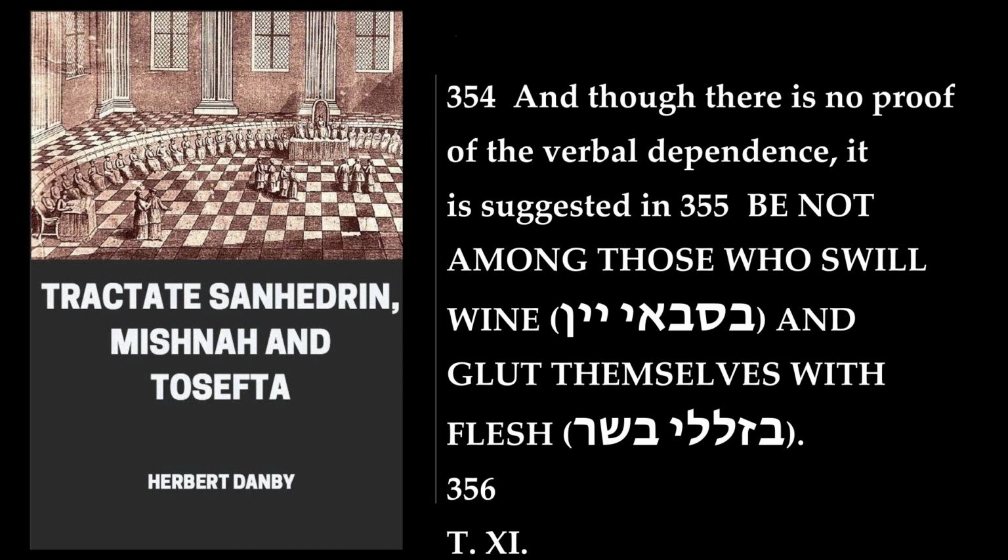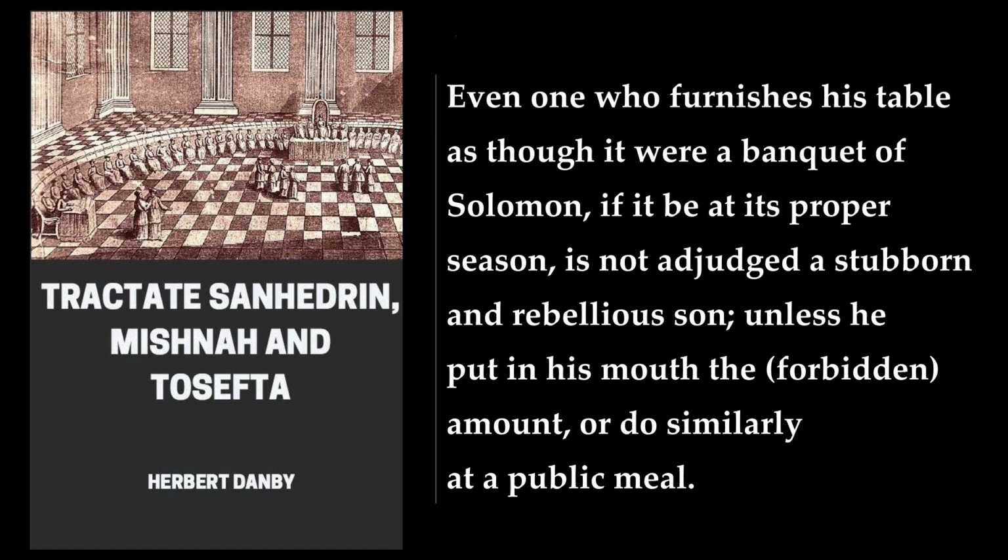356. T. 11. 6b. Even one who furnishes his table as though it were a banquet of Solomon, if it be at its proper season, is not adjudged a stubborn and rebellious son, unless he put in his mouth the forbidden amount, or do similarly at a public meal.